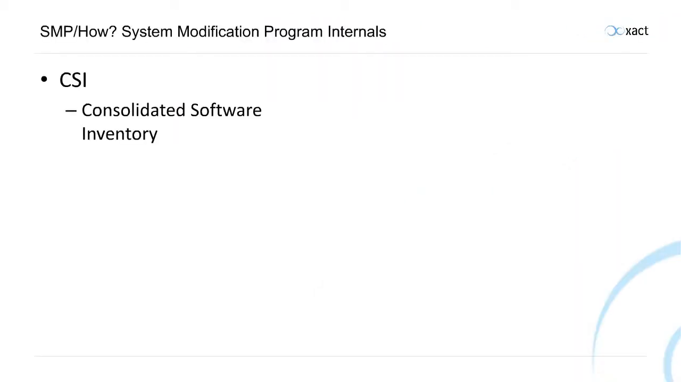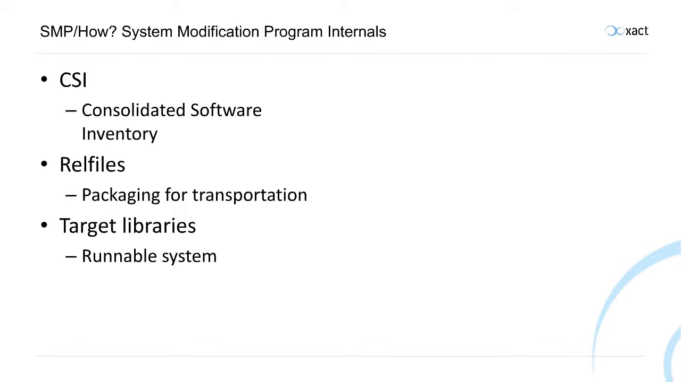This is a quick list of the most important internals of SMPE. The CSI is the Consolidated Software Inventory. It is the control data set of SMPE. It consists of one or more VSAM files. REL files are a set of data sets, which are used for packaging of sources and modules for transportation. The target libraries are all the data sets, which form a runnable system.